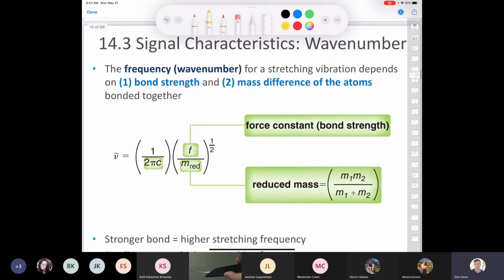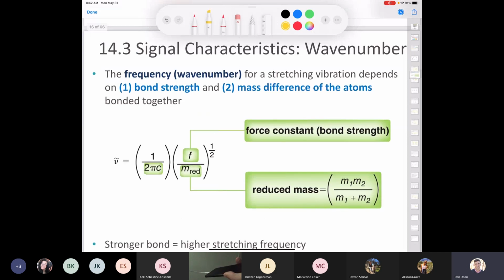This is section 14.3, and this is where we really get into looking at wave numbers of our absorptions and seeing if we can get some important information from those wave numbers. So again, the frequency or wave number. The reason we can use those words together is because we know that wave number is equal to frequency divided by the speed of light. Since the speed of light is a constant, you see that wave number and frequency are directly proportional to one another. That's why we can say the frequency or the wave number. So the frequency or wave number for a stretching vibration depends on two different things.